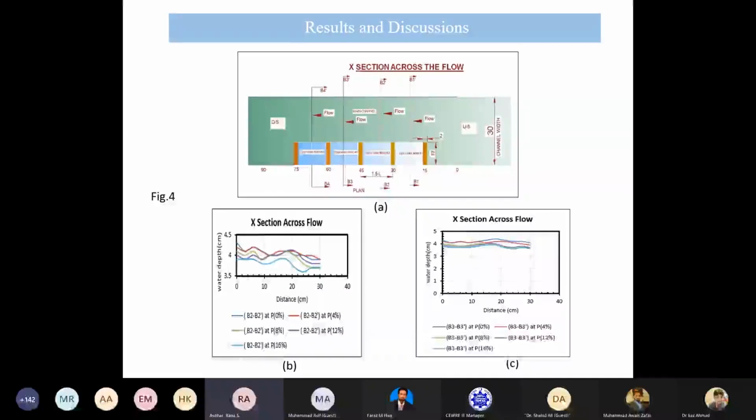You can see in figure 4b, the sky blue line clearly shows that as we increase the porosity level, the turbulence and water depth go on decreasing. Similarly, the same is in figure 4c. These are the results of spur dike field number 3, and we can clearly see that the same pattern has been going on.